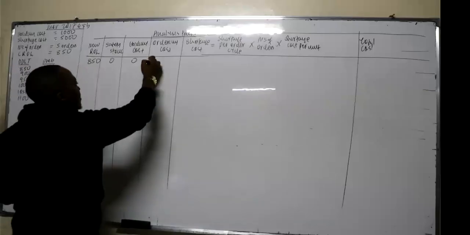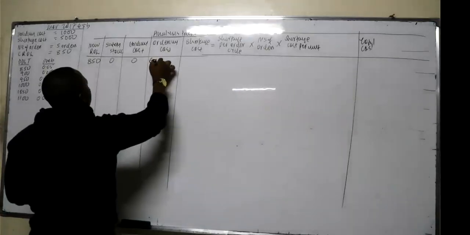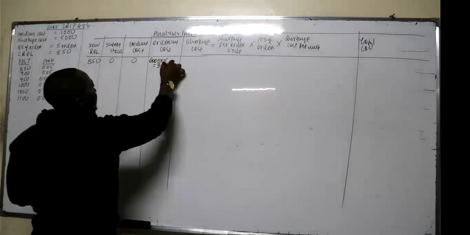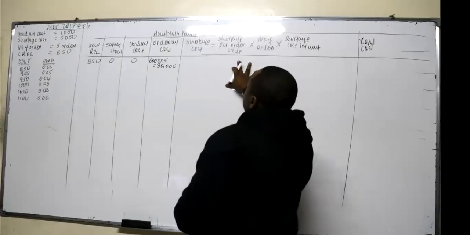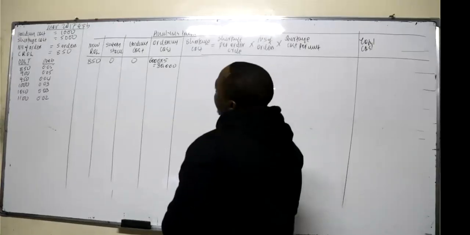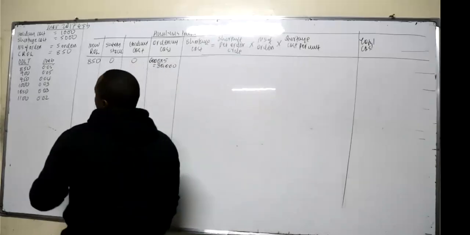Ordering cost will be constant. How much is the ordering cost per order? 6,000. And you're making how many orders annually? 5. So the total will be 30,000. Good. So that one will be constant, regardless of the number of units. Then we need the shortage cost. You take the shortage per order cycle. And how do you determine that?